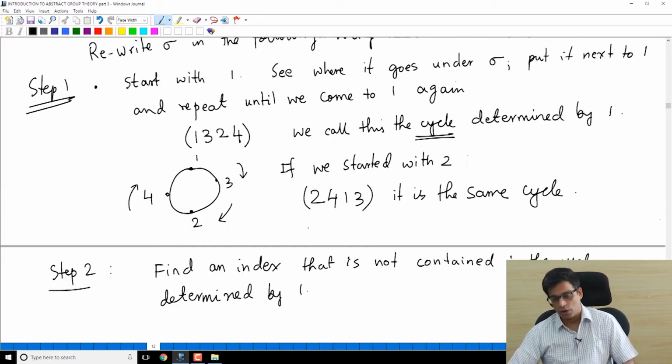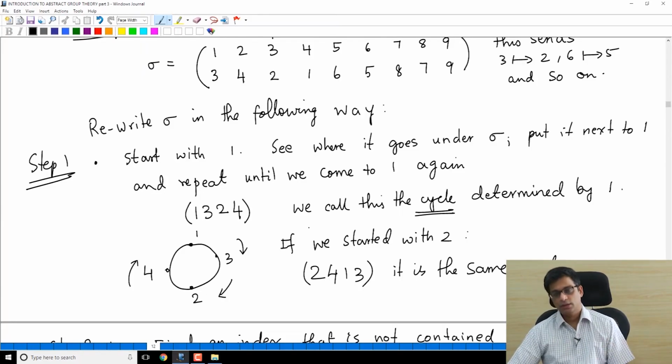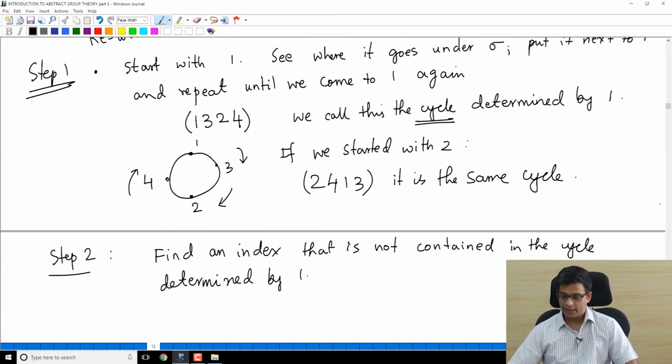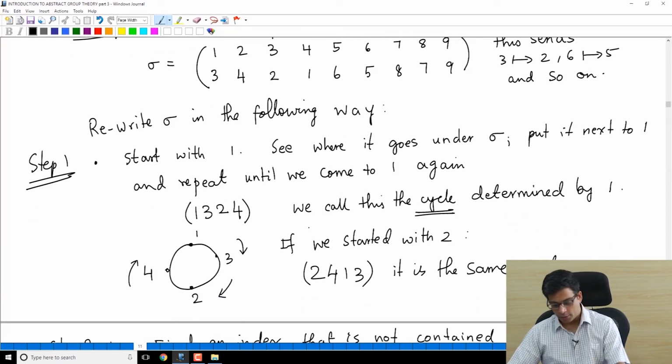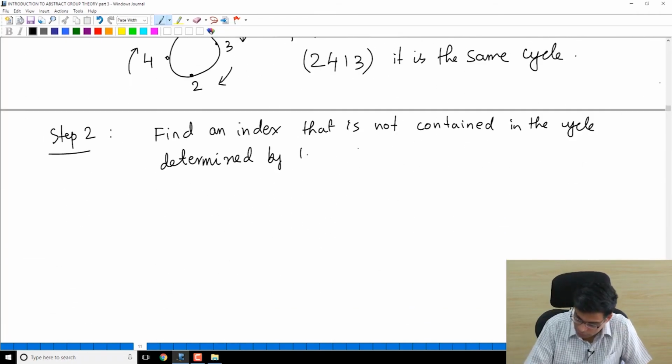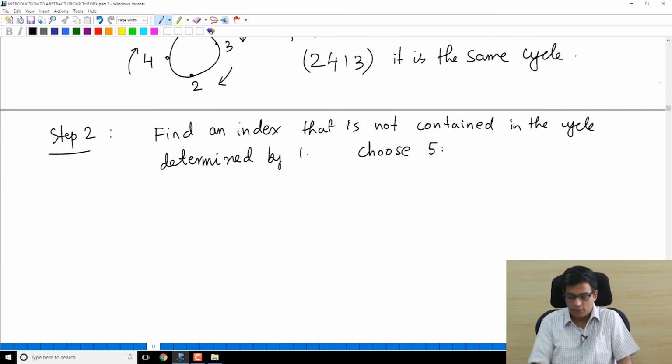Find an index. So let's call 1, 2, 3 up to n indices. Okay, so the set is 1, 2, 3, up to n. Elements of it are called indices, and elements of the symmetric group are called permutations. So permutations permute indices. So find an index that's not contained in the cycle determined by 1. So 1, 3, 2, 4 are contained in the cycle. Let's pick 5. You can also choose 6, or you can also choose 7, it doesn't matter. So I'm just choosing 5.